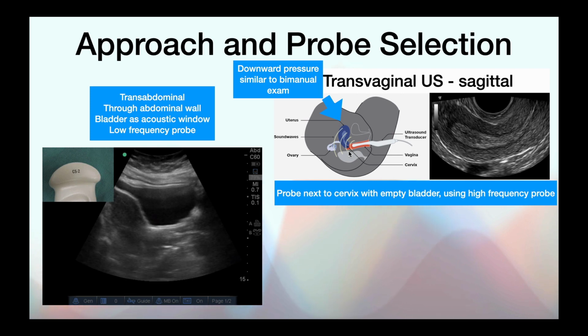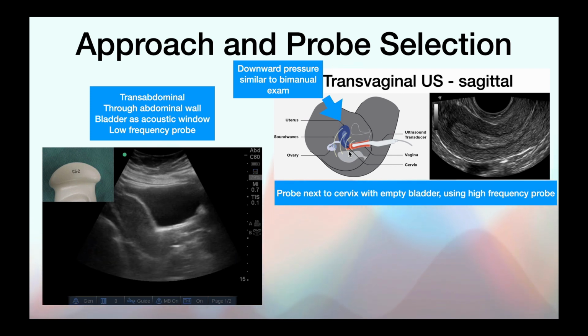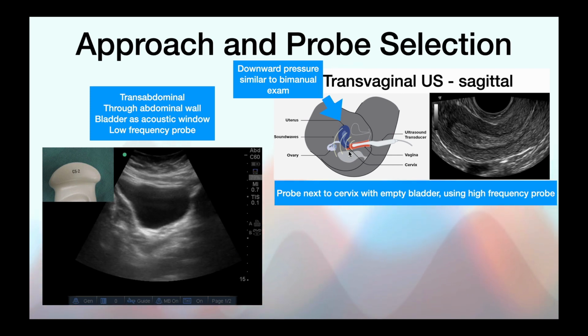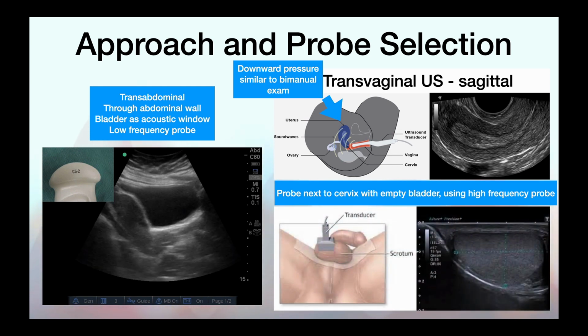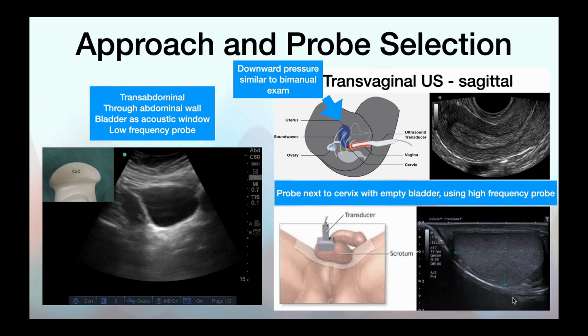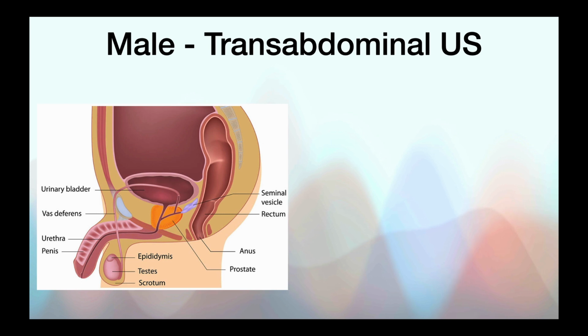In the case of transvaginal ultrasound, you're trying to move those structures close to the probe so you get better resolution. Now for scrotal ultrasound, you use a high-frequency linear probe, and that's just placed adjacent to the structures, and you get very good resolution as well. Now let's start with normal anatomy on ultrasound.